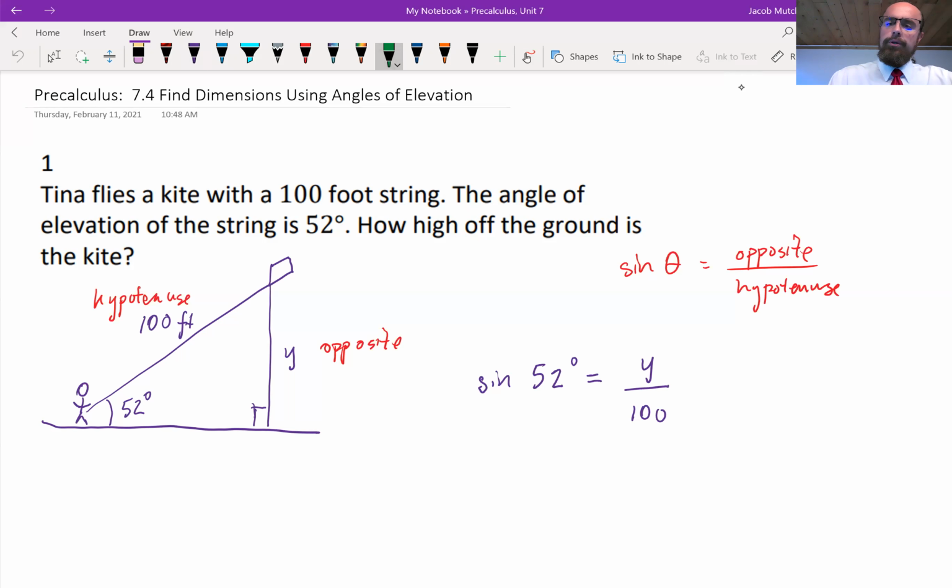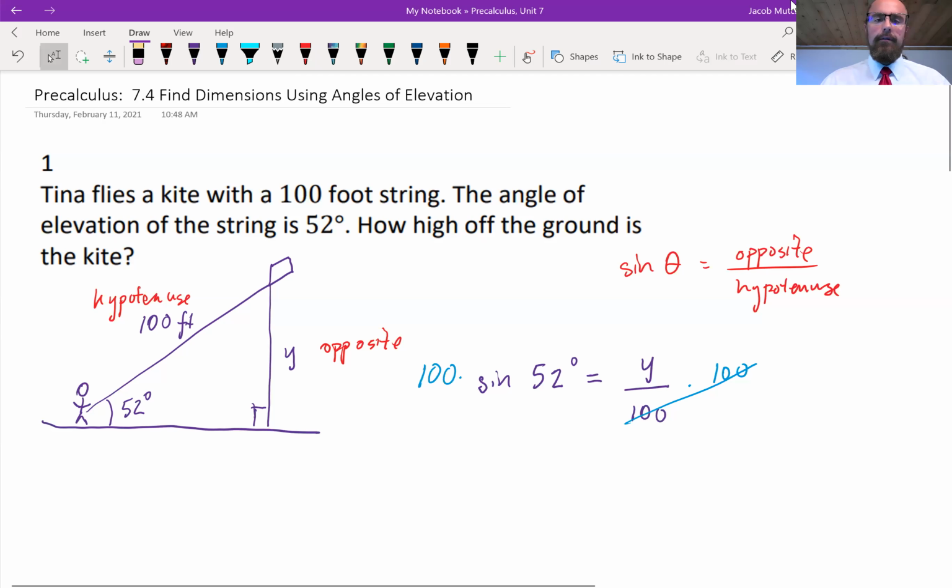Solution's pretty straightforward here. All I've got to do is multiply by the 100 to cancel it. It'll do so there on the right side. On the left, it's going to show up as a multiplier. And that expression, 100 times sine of 52, is going to give me the height of that kite. We'll jump over to the calculator to get a number there. 100 times sine of 52.